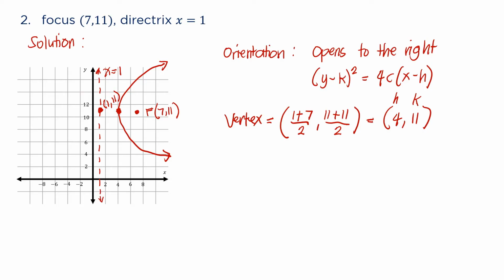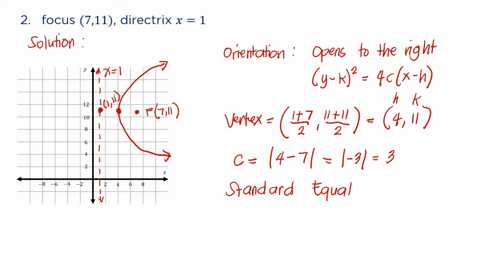Now, we look for c. Since we have the focus and the vertex, we can just take that distance. Since they are horizontally aligned, we subtract their x-coordinates. So we have 4 and 7. Take the absolute value, so we have the absolute value of -3, or just 3. So we now have the value of c. Now, we have the standard equation. So our standard equation will be, okay, this.